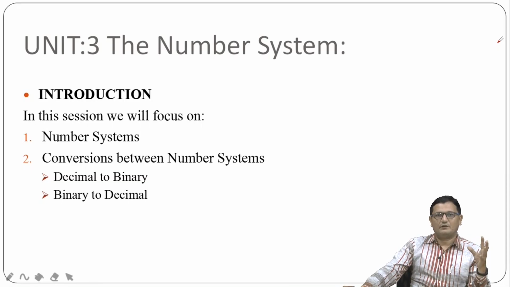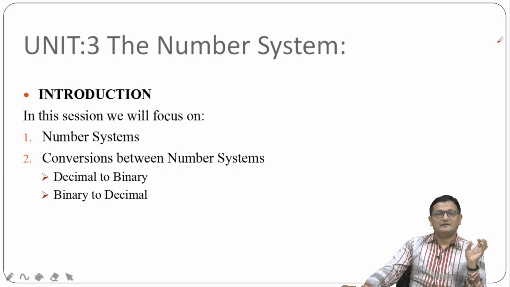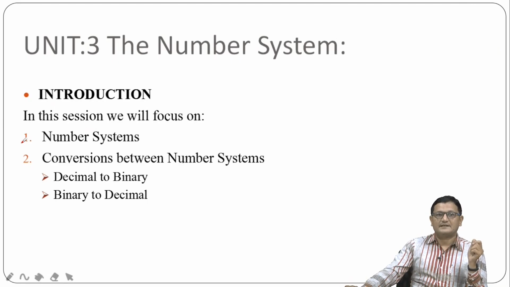Similarly, binary is not the only numbering system. There are 4 numbering systems, right? So first of all, we will try to understand what these 4 different types of numbering systems are, and then we will see how we can convert a number or data from one numbering system to another. Okay. So in this particular session, we will focus on what the number system actually is, and then we will discuss 2 different number systems, the decimal number system and the binary number system, and we will see how we can convert a decimal number into binary and a binary number into decimal, right?